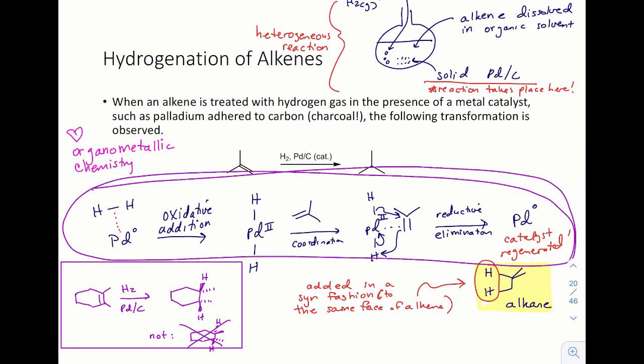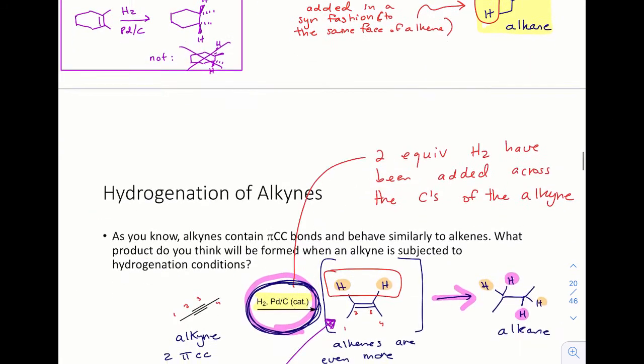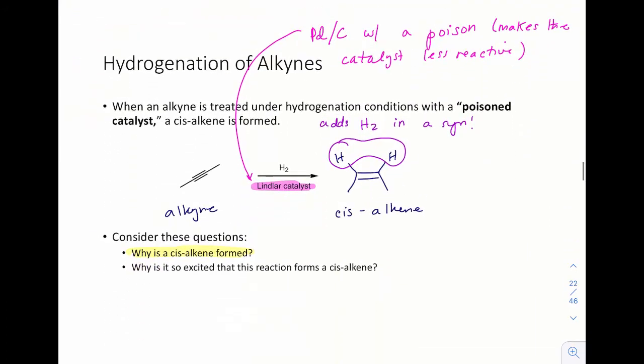You do not. This was for fun and because it really does help some students to remember that there's a syn addition. That's the part you have to remember, the syn addition. It helps them to remember that if they know why, and that has to do with this reductive elimination step. But you don't have to memorize that mechanism. That was informational. You do need to know hydrogen adds in a syn fashion. And why is it so exciting that this reaction forms a cis alkene? Well, because we don't know very many ways to make cis alkenes.